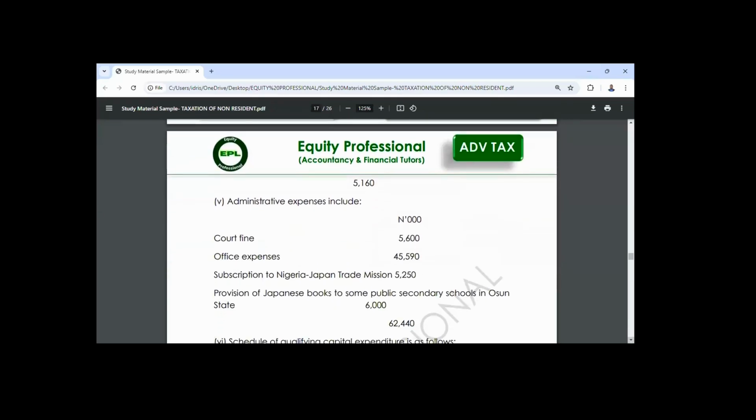Administrative expenses, look at it. First one, court fine. Second one, office expenses. Third one, subscription to Nigeria-Japan Trade Mission. Fourth one, provision of Japanese books to some public secondary school. Which one is allowed? Which one is disallowed?